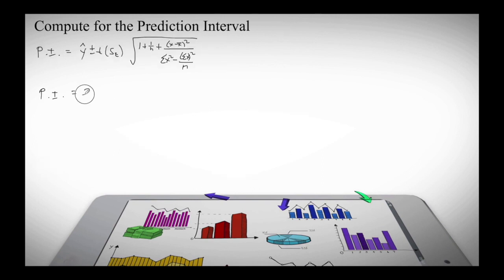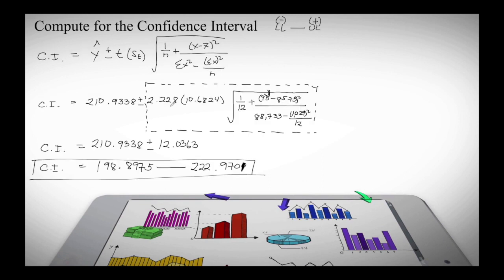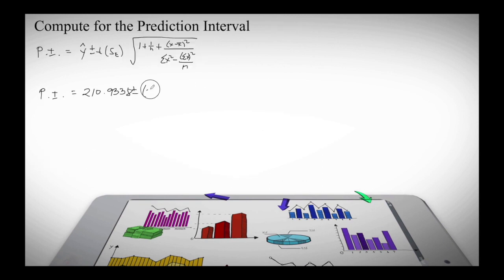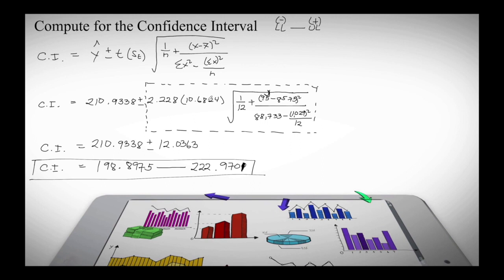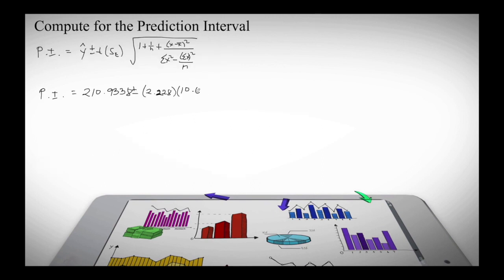210.9338, plus minus, for our value of t we have 2.228. And for the SE, 10.6824. And let's have the square root.